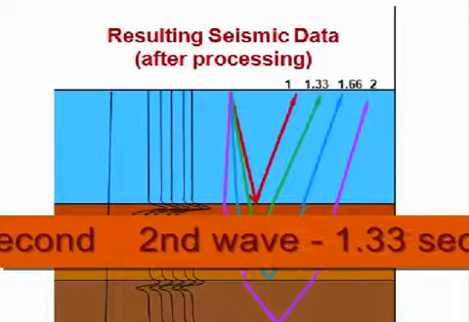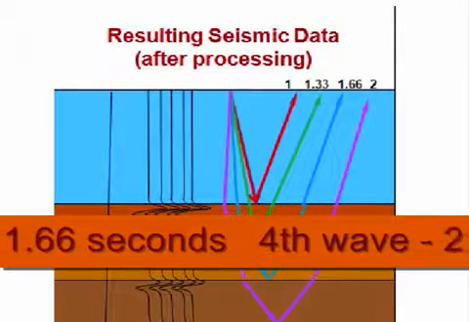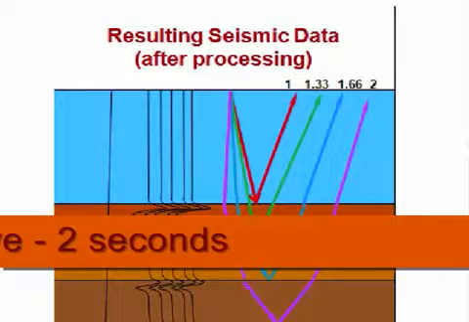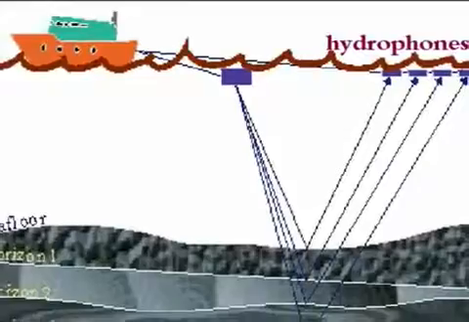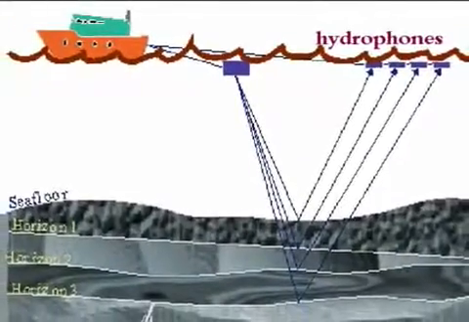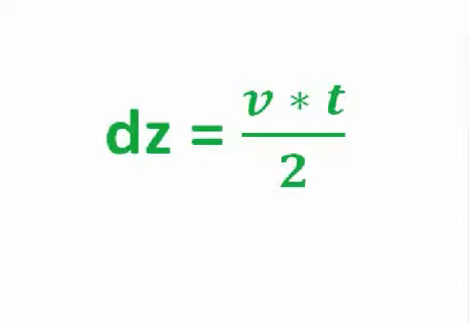The second wave's travel time was 1.33 seconds. The third, 1.66 seconds, and the fourth was 2 seconds. With the exact time, we can calculate the depth. Remember, the velocity of the wave changes as it travels through the different rock types. In denser rock, the waves travel faster. Using v for velocity, dz for depth of the zone, and z for the total depth, we can solve the following equation. Depth equals velocity times time divided by 2.